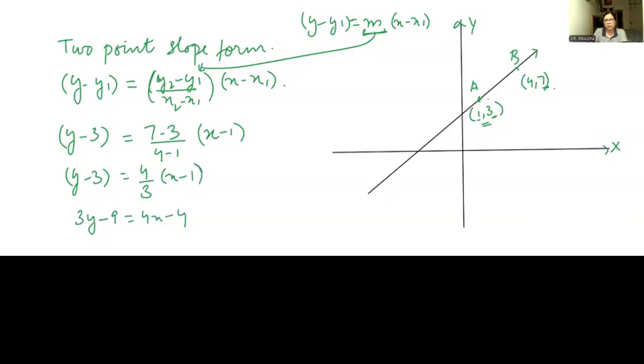Or we can write 4x minus 3y minus 4 plus 9, which is plus 5, is equal to 0. Right? This is the two-point slope form. It is simply the modification of the one-point slope form. Now the next is slope intercept form.